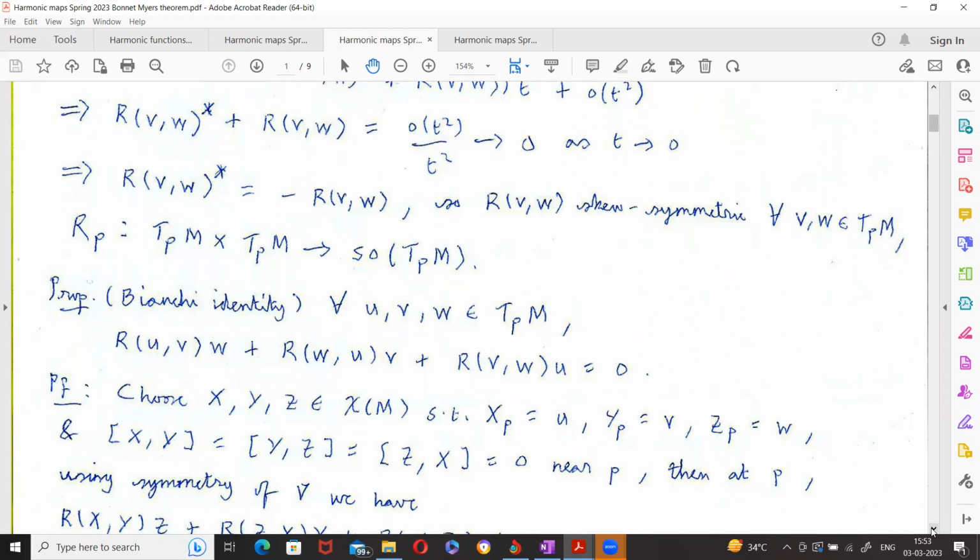Yes, sir. Okay. So it takes values in skew-symmetric endomorphisms. The reason for that is that parallel transport takes values in orthogonal transformations. So yeah.